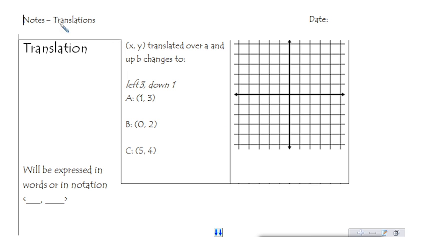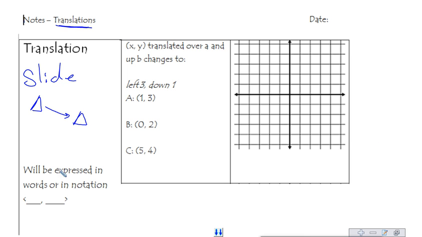Right, so these are your notes on translations. Translations, the other word that hopefully will come to your mind is slide. So when we take an object and we just slide it in a direction, it doesn't rotate around or anything, it doesn't flip over, it's in the same orientation as it was previously.